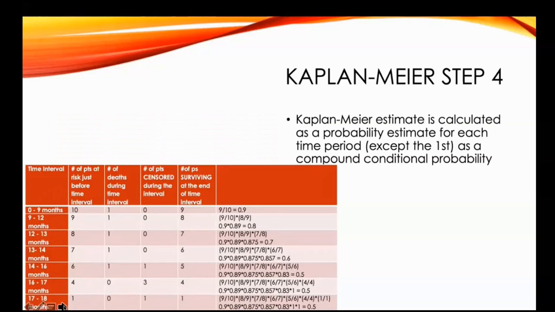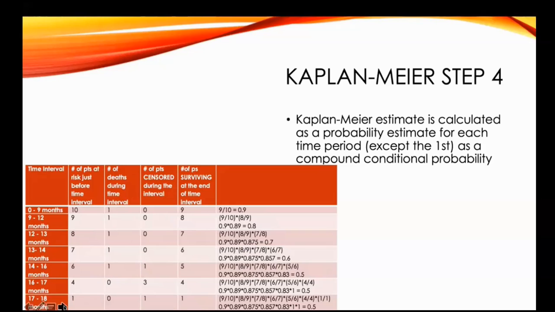Step number 4 is to calculate the Kaplan-Meier estimate as a probability estimate for each time period, except the first, as a compound conditional probability. So from 0 to 9 months, we start with 10 patients at the beginning, and then after 9 months, we have 9 patients. So the probability of surviving is 9 out of 10, or 90%.